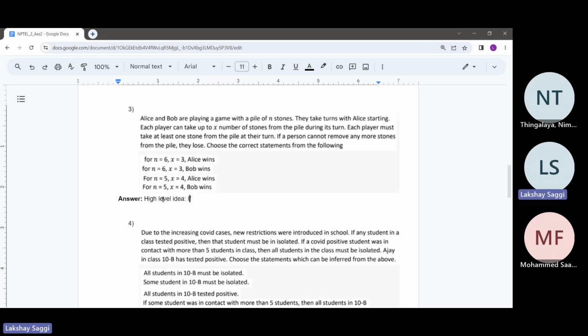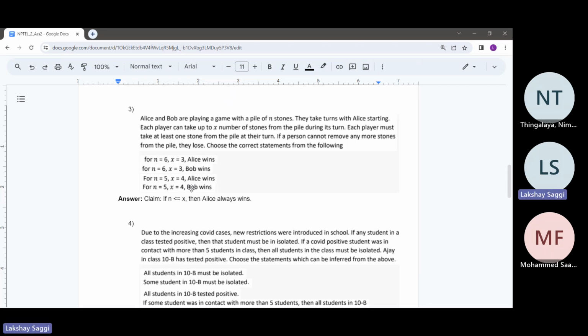what I'll claim is, or maybe not just a high level idea, I'll just write a claim. The claim is, if the pile has n stones, if n is less than or equal to x, then Alice always wins. We can take any variable, Nimita. So n can be 6, x can be something. But for general n and x, I'll just be writing out some properties.